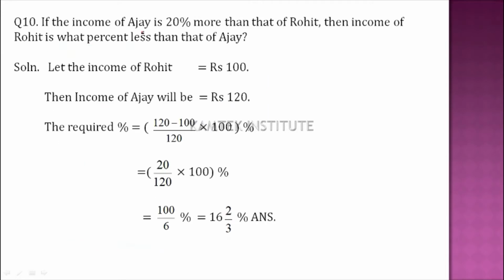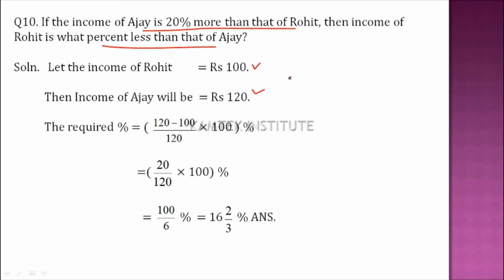Okay. We come to question number 10. It says if the income of Ajay is 20% more than that of Rohit, then income of Rohit is what percent less than that of Ajay? Here, if you see the question, we are not given the salary or income of either Rohit or Ajay. So we assume that income of Rohit is rupees 100. We also know that income of Ajay is 20% more than that of Rohit. So the income of Ajay will be rupees 120.